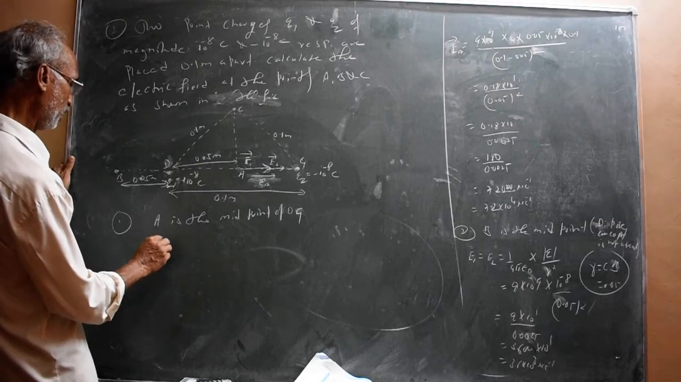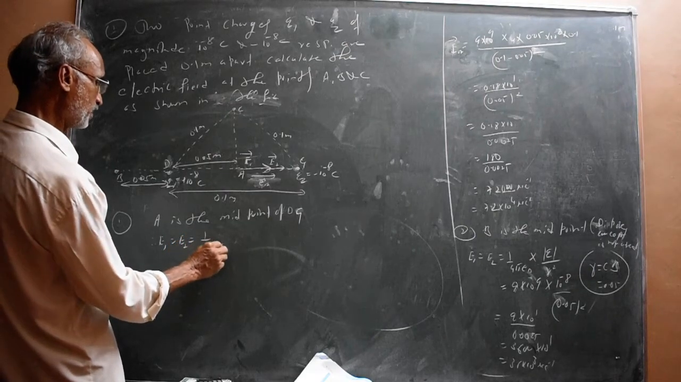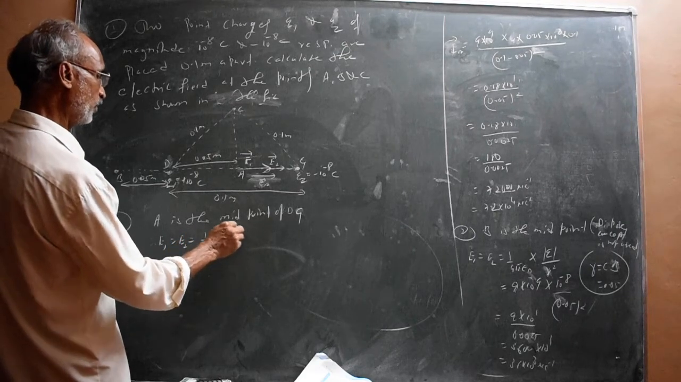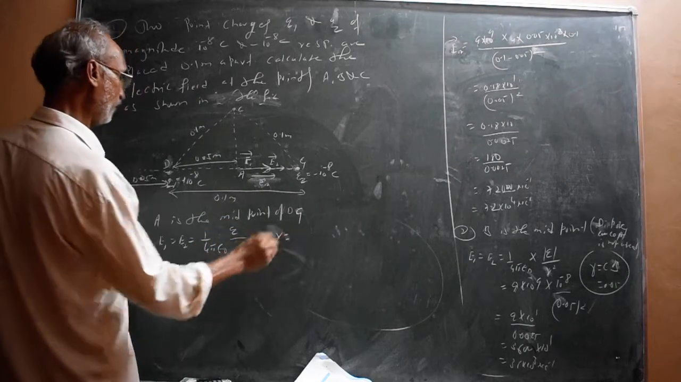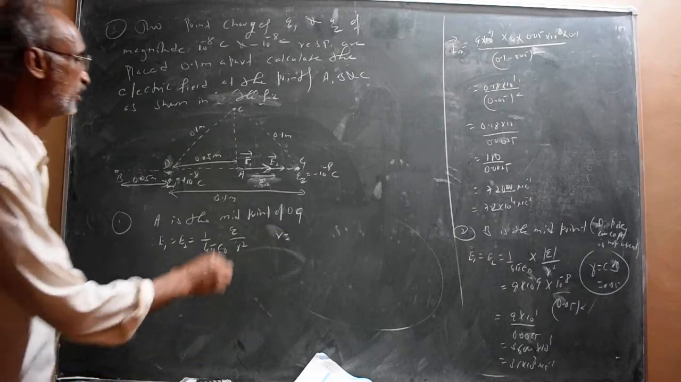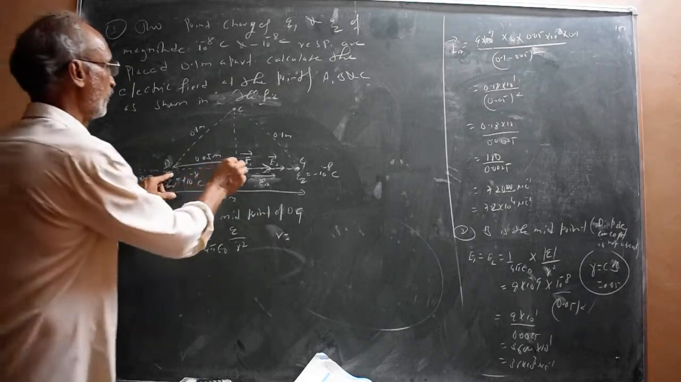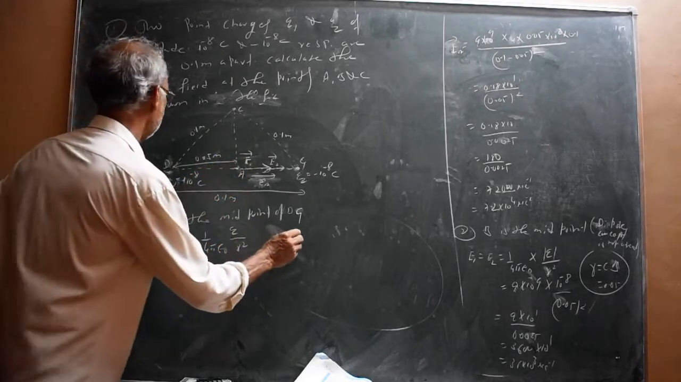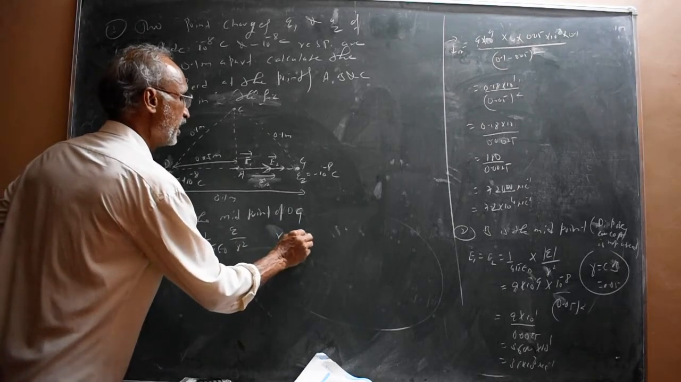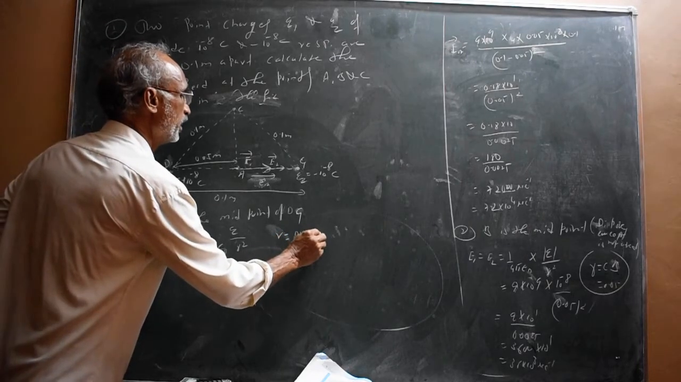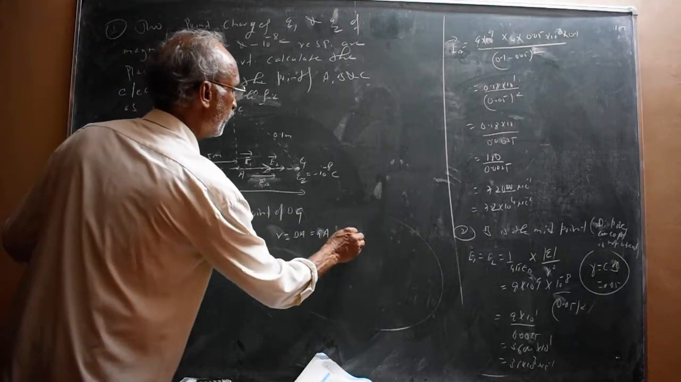Therefore, E1 = E2 = 1 upon 4 pi epsilon naught into Q divided by R square. R is equal to what? It is the distance between the point where you would like to calculate the field and the charge. So R is DA, or equal to AG. Both are 0.05 meter.